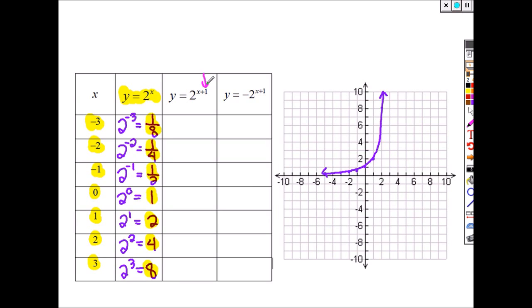We can actually give this a go here too. So if I plugged in 0 for x, I'd have 2 to the 0 plus 1. I'd actually have 2 to the first power, which would be 2. So 0 now maps to 2. And I can see, yep, this point on the parent function is now actually moved 1 to the left. If I plugged in 1, well, now that's actually 2 squared, or 4. So if I plugged in 1, I get out 4.